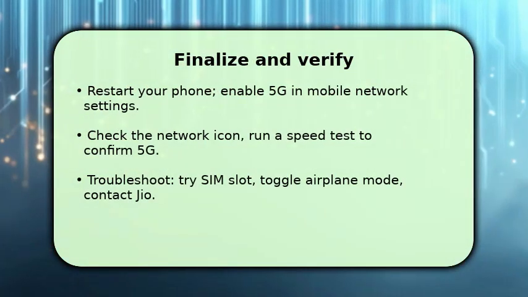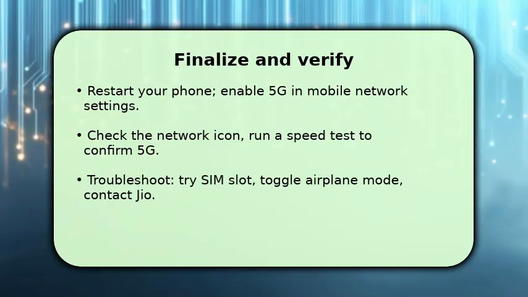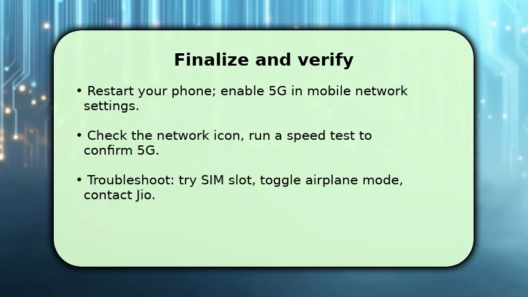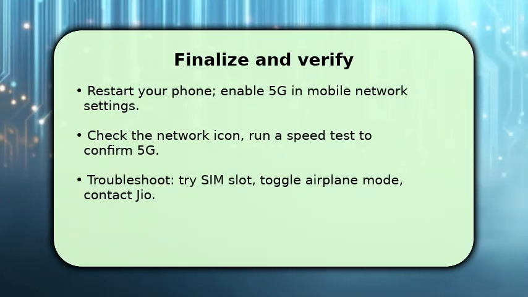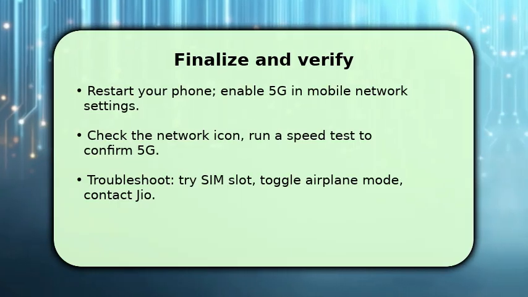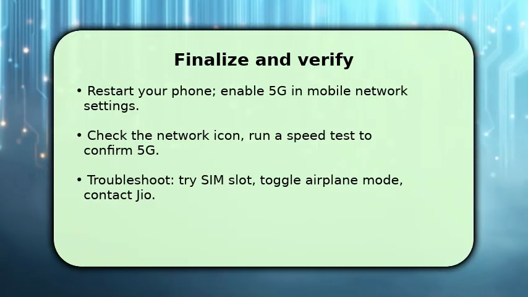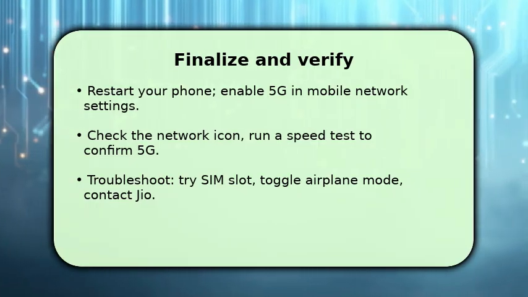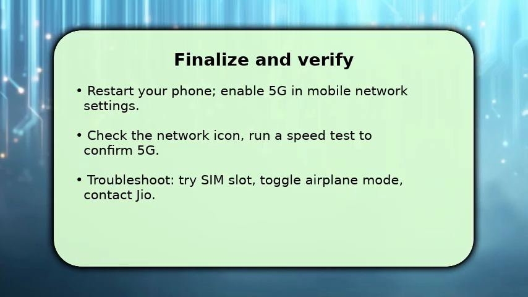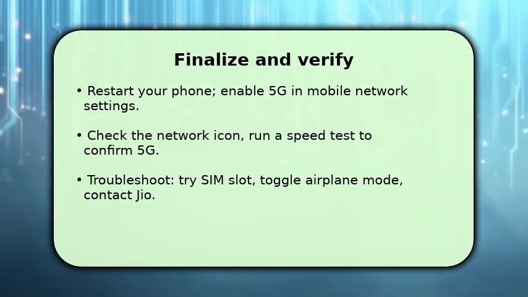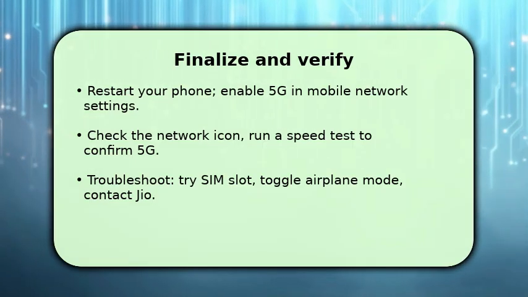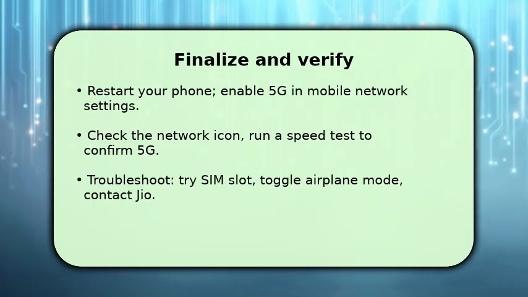Finish by rebooting the device so carrier settings apply. Then open Settings > Mobile Network and set preferred network to 5G or 5G/4G. Some phones enable automatically. Once restarted, watch for the 5G indicator and run a quick speed test to confirm higher throughput. If you don't see 5G, try switching the SIM to the primary slot, toggle airplane mode, and recheck.